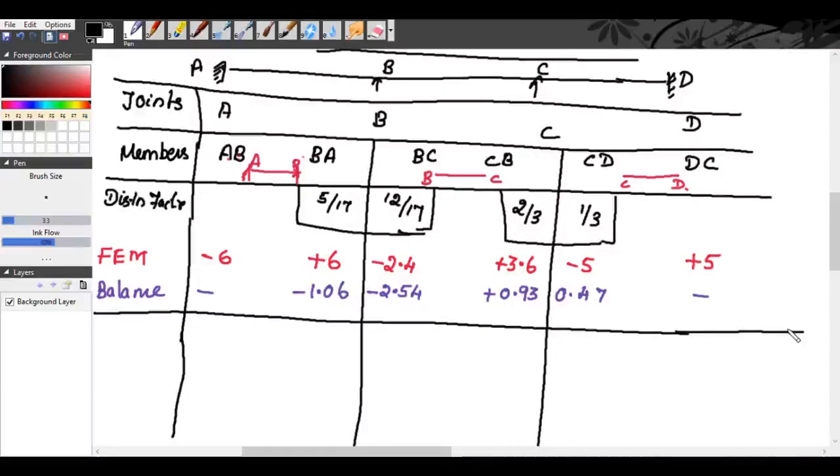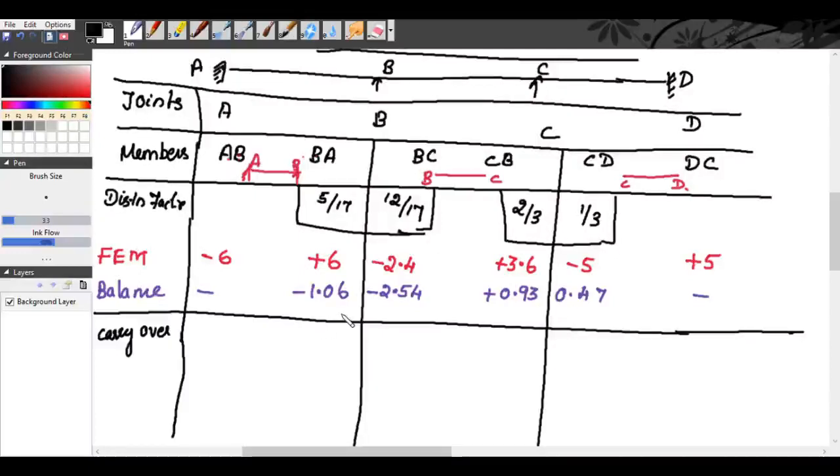First iteration is over. Now we have to do carry over. This is called moment carry over. We call it carry over, that is, the moment is carried. See how the moment is carried.